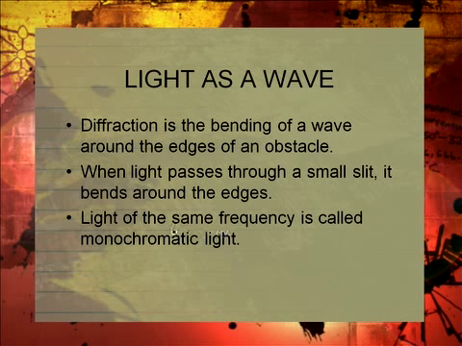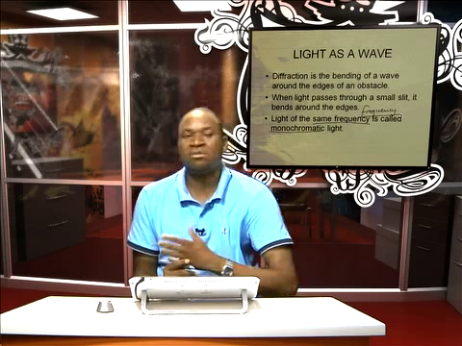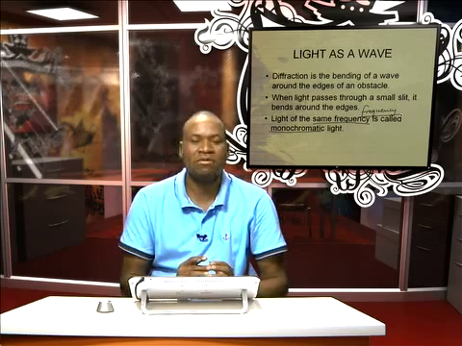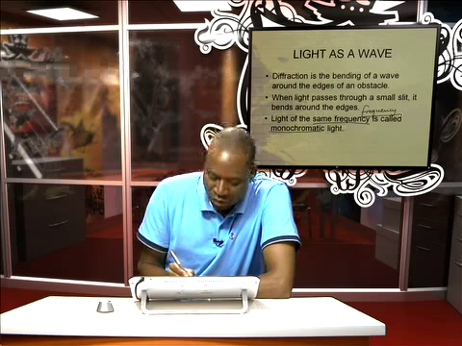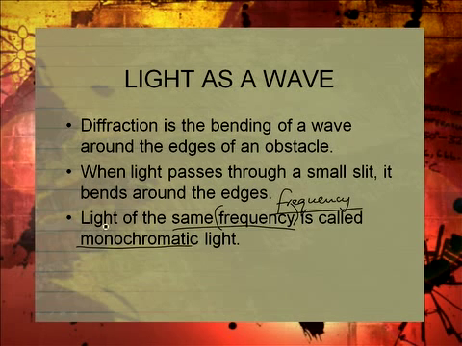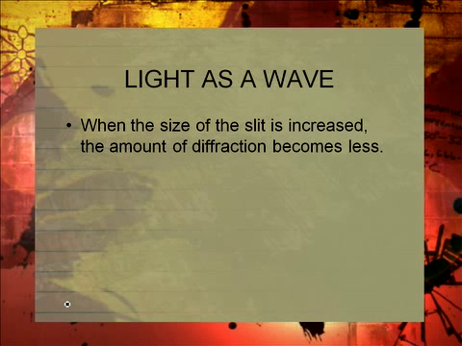Light of the same frequency is called monochromatic light. Now already we're talking frequency. When we proceed with this lesson on waves, later on you will see that we have the frequency, the period, the speed of the wave, the wavelengths and all those other things. Already here we're seeing that light has frequency, and if light is of the same frequency, we call it monochromatic light. Continuing talking about light as a wave.